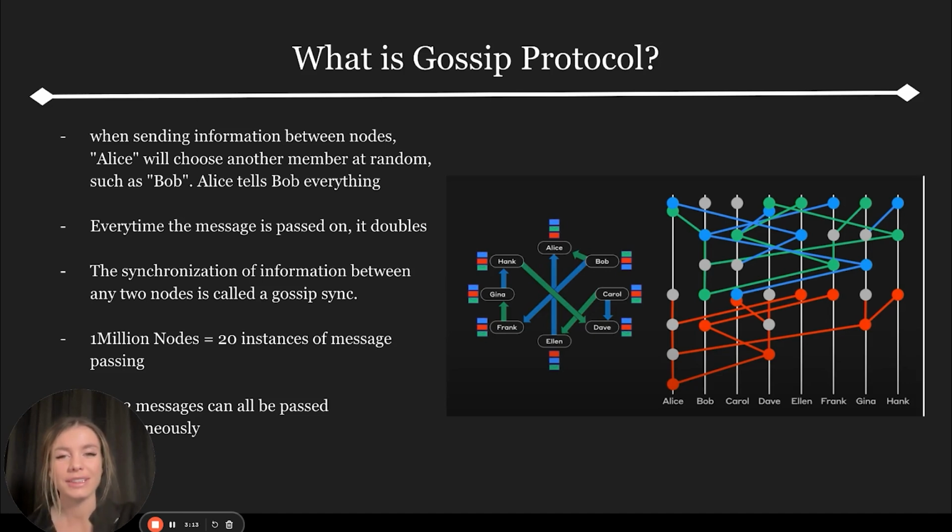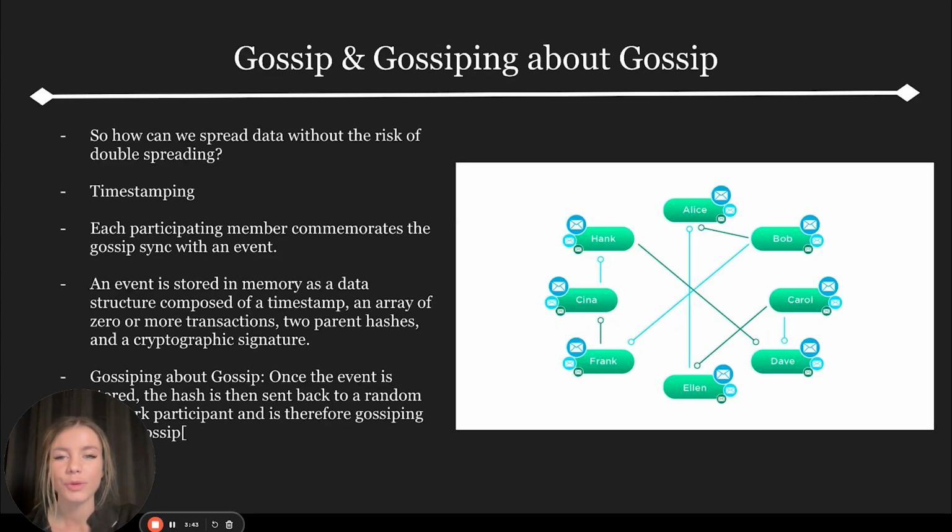To make this super clear, if there were, for example, 1 million nodes in the network, it would only take 20 instances for every single node in the network to receive the message, because it doubles every single time. Now, if there are 2 or 3 messages that need to be gossiped about, they can all be done simultaneously until everybody has received all of the messages being spread by the gossip. So this is how the Hashgraph sends out messages across the entire protocol, simply by gossiping. And who knew that there were actual benefits to gossiping, and it wasn't just for the mean girls.